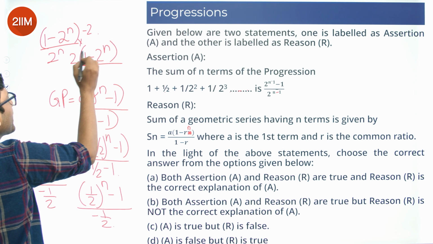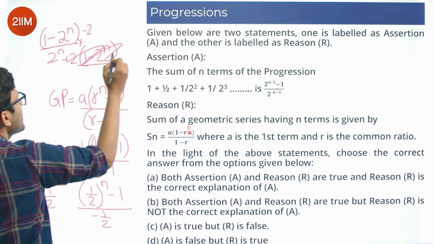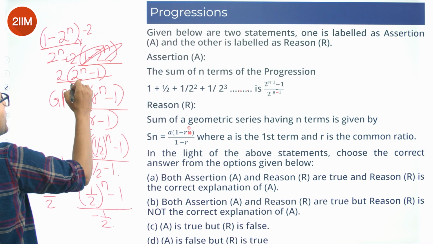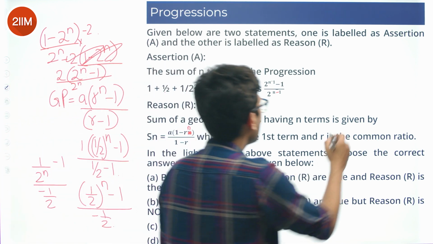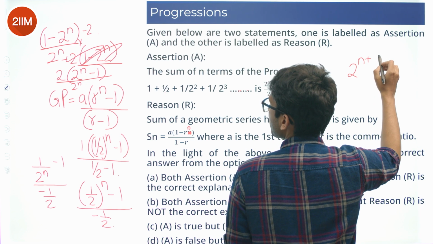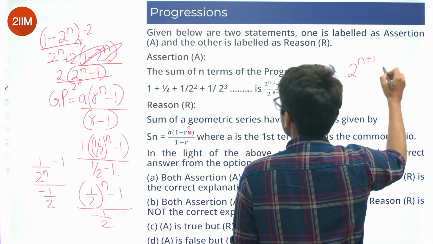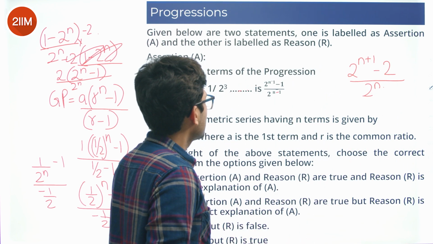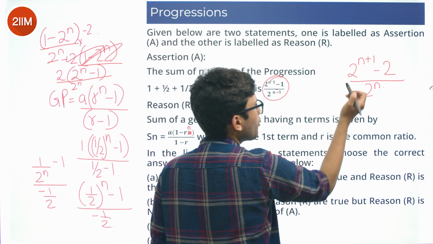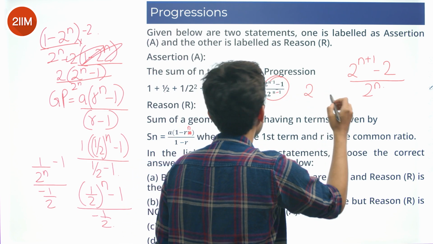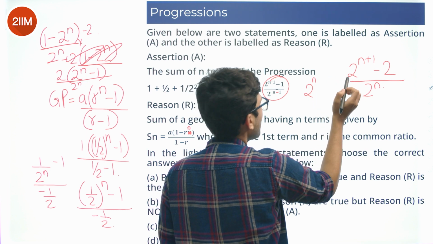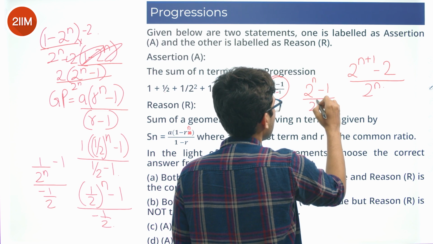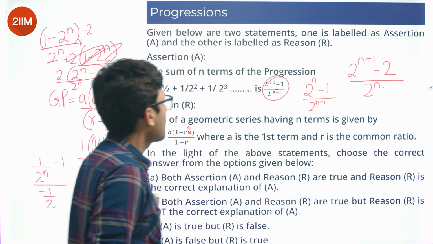into 2 into minus 2, or what I can say is this is equal to 2 power n minus 1 into 2 divided by 2 power n, or 2 power n plus 1 minus 2 divided by 2 power n. Still no, this is different, or what I can write it down as 2 power n minus 1 divided by 2 power n minus 1. Still it is not the same.